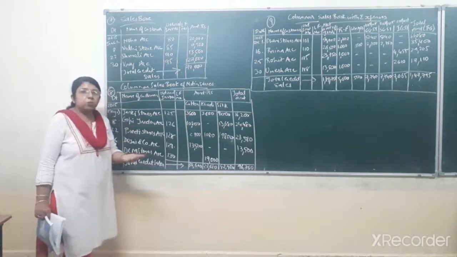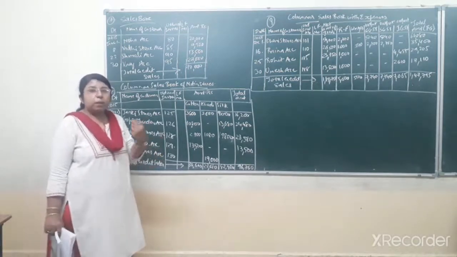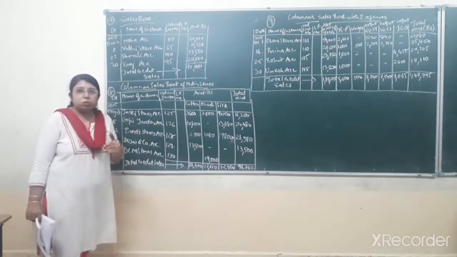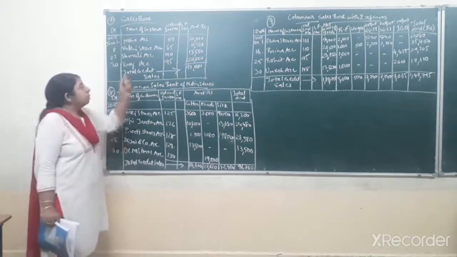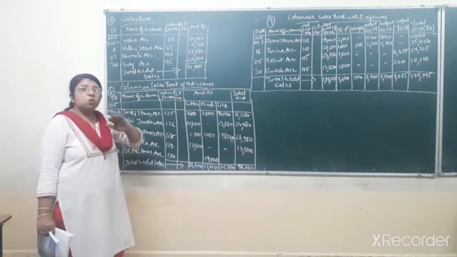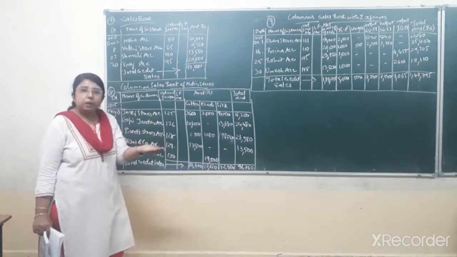In case of purchase book, we are getting the goods, we are being supplied the goods by a particular party. So name of the supplier comes in case of purchase book. But in case of sales book, name of customer will come, because we are selling the goods to a particular customer.